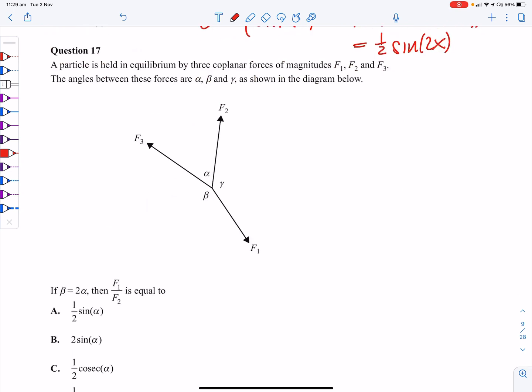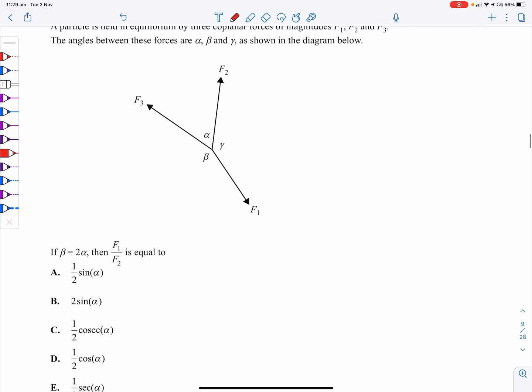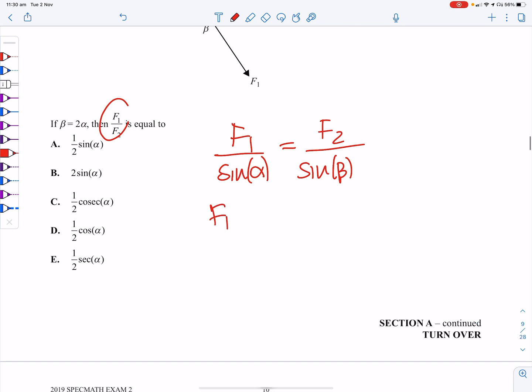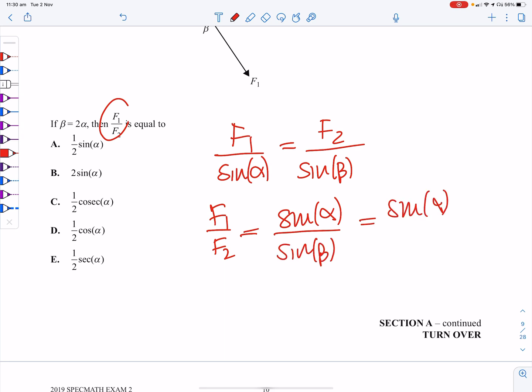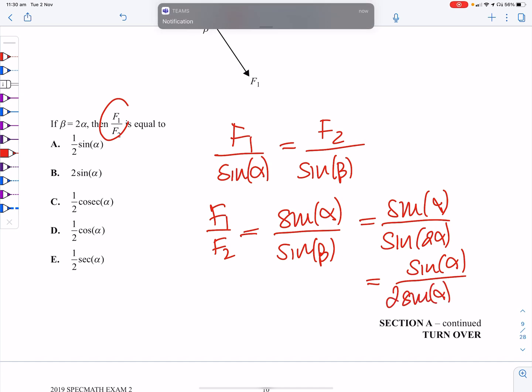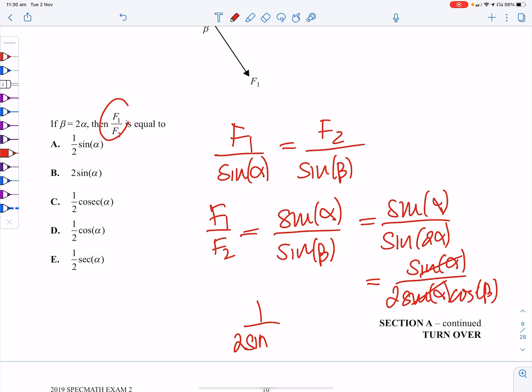So it's A. A particle is held in equilibrium by three coplanar forces. Angles between are alpha, beta, gamma. Beta equals 2 alpha. So by Lami's theorem, F1 on sine alpha is equal to F2 on sine beta. F1 over F2 is sine alpha over sine beta, which is sine alpha over sine 2 alpha, which is sine alpha over 2 sine alpha cos alpha. They cancel. I get 1 over 2 cos alpha. I don't know why I changed to beta, but it's supposed to be alpha.